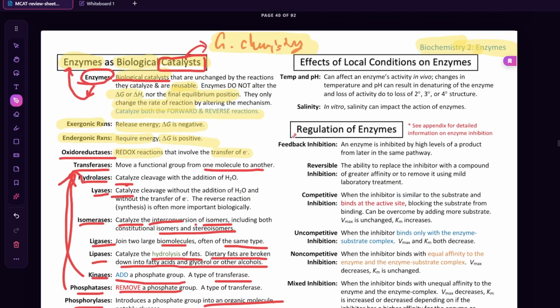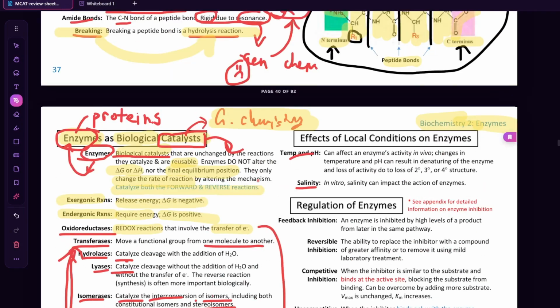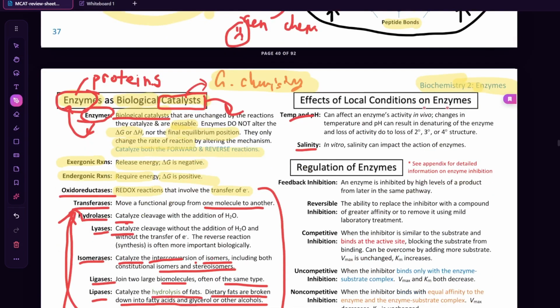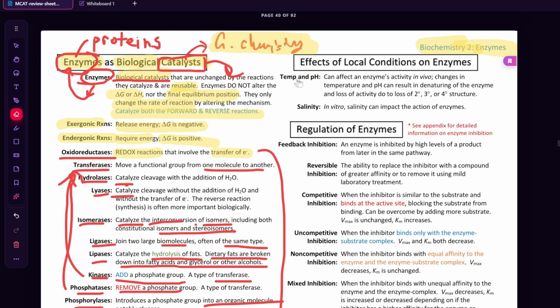So then we have local conditions on enzymes. Local conditions will affect enzymes because enzymes are basically proteins. Structurally, they are proteins, right? But they also function as catalysts for many of these functions, as we just saw, depending on which enzyme you are. And so, just like proteins, temperature and pH can affect the protein shape, right? So enzymes can also be affected by temperature, pH, and salinity.